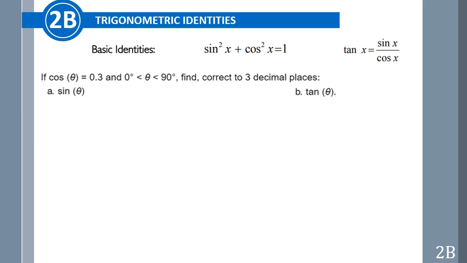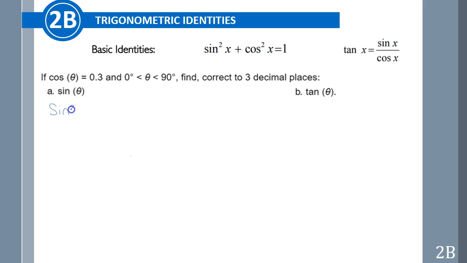So let's start with the first one. So we want to know what sine is, and we've already got cos, so we're looking at this formula here. The little 2's above, they mean squared, okay? It's sine of x squared. So the whole thing is squared, not just the x, but the entire term.